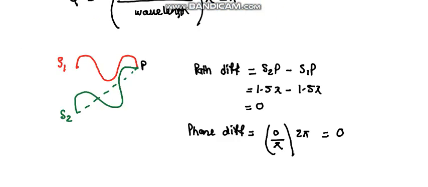So we have two waves S1 and S2, both with distance 1.5 lambda. So the path difference is 1.5 lambda minus 1.5 lambda, which is 0. So the phase difference becomes path difference by lambda into 2 pi, so that is also 0.